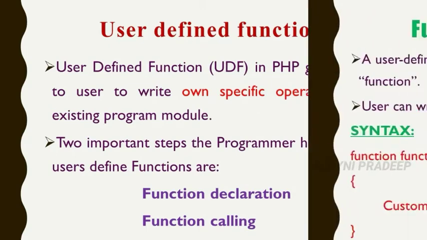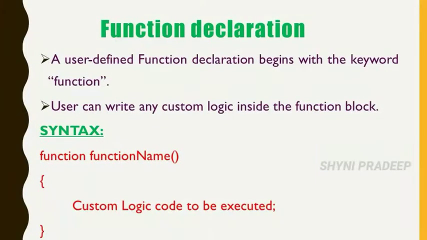Okay, let us see what is function declaration. First, let us see how to declare a function. A user-defined function declaration begins with the keyword function. So if you want to create a user-defined function, you have to write the keyword first, that is function, and next write the function name. You can write any name here, so you can give any name to your function.